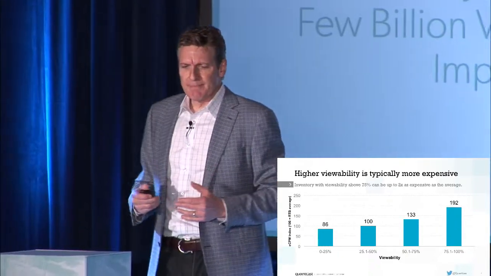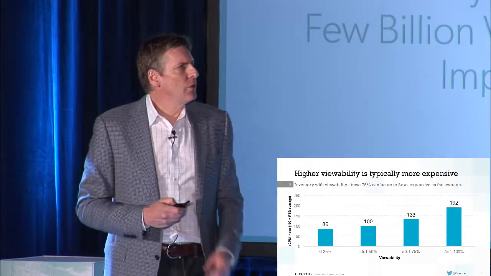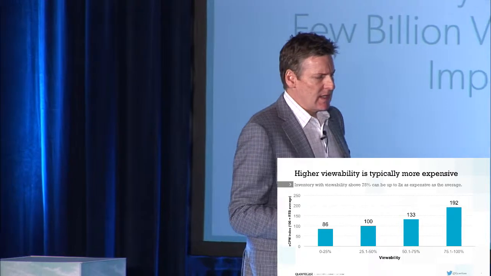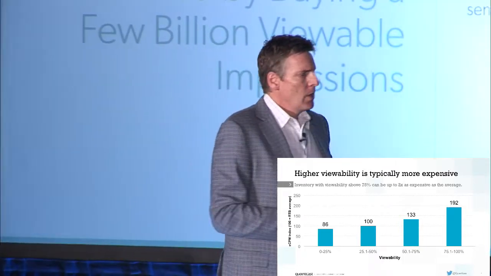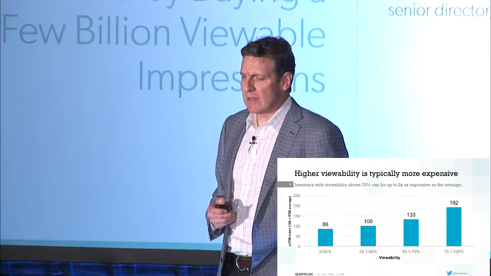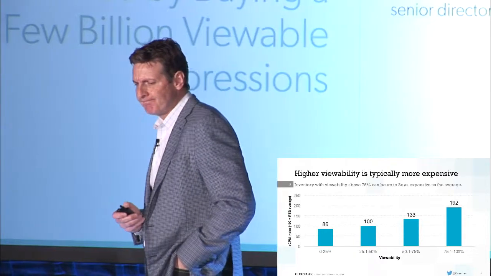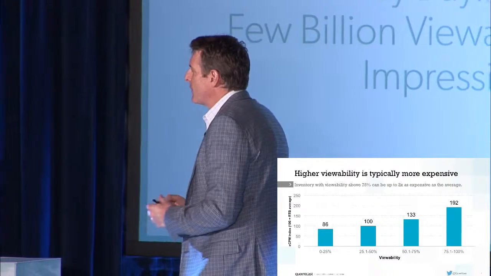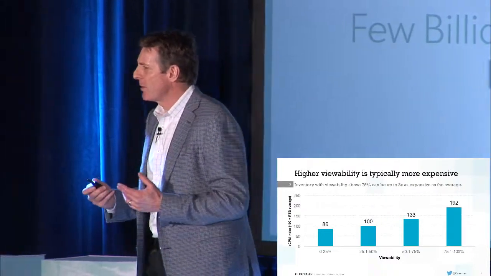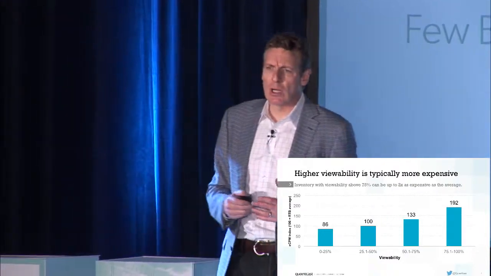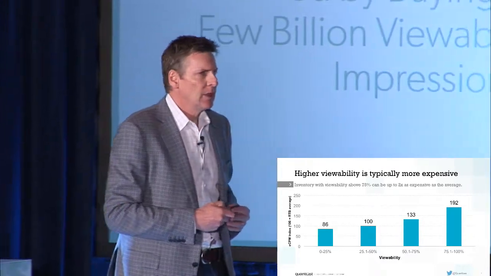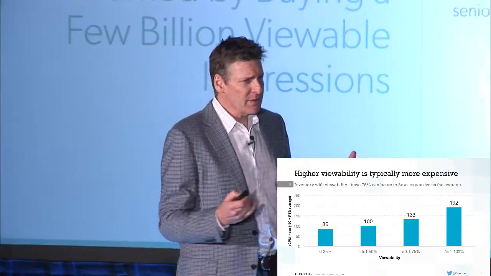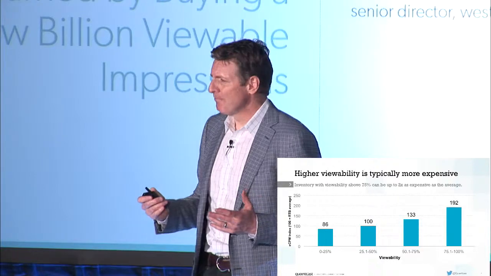And what about cost? Well, as you can see here, high viewability is typically more expensive. We see this at Quantcast every day. You're looking at an effective CPM index of 100 being the average, and it goes up. 50 to 75%, you can expect to spend about a third more, and 75 to 100% expect to spend almost double. And the reason for this, of course, is supply and demand right now.